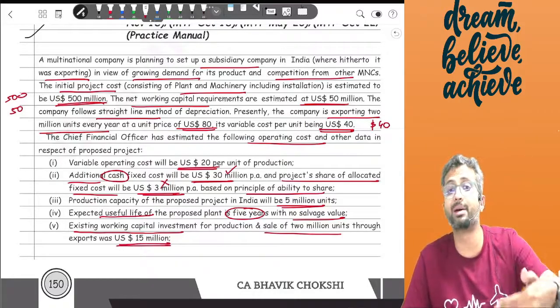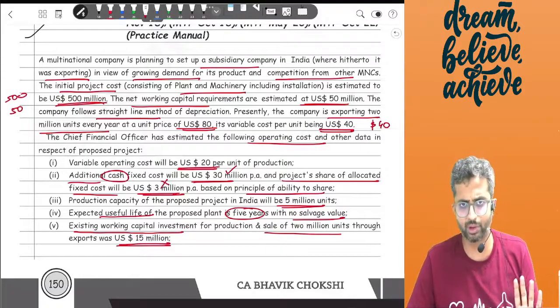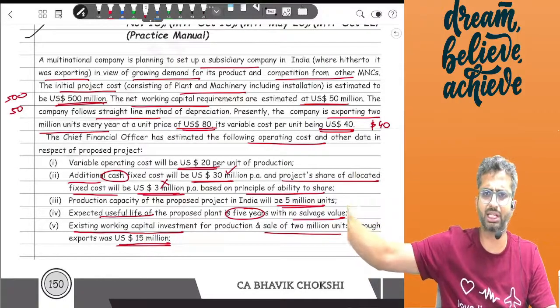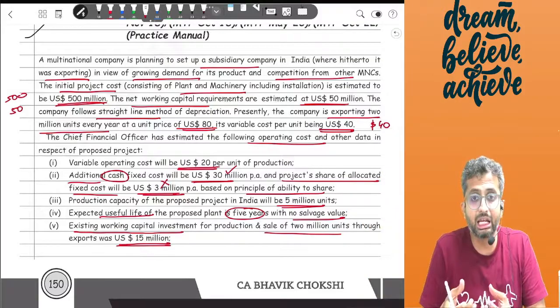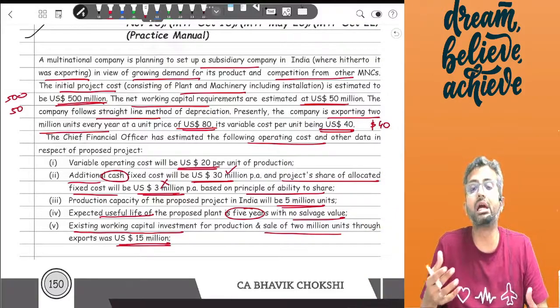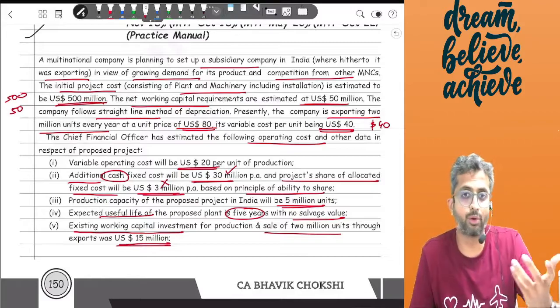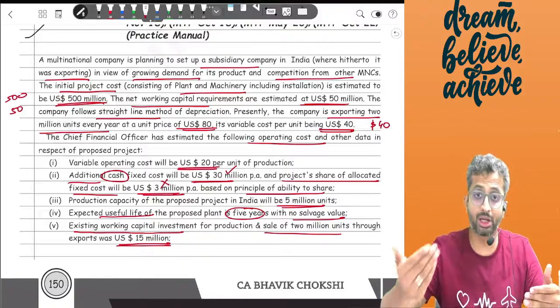So it will not be a separate cash outflow if I were to continue with the existing project. However, if I say that I don't want to continue this existing scheme where I'm exporting goods and I want to set up a new project, then this 15 million will be released and hence can be a cash inflow. Remember, it will be a cash inflow. I will not need this 15 million if I stop exporting. So that will be a cash inflow.